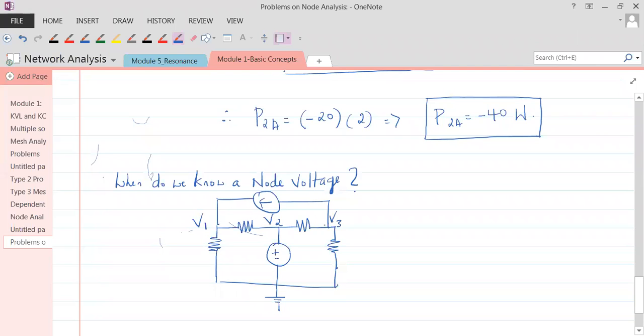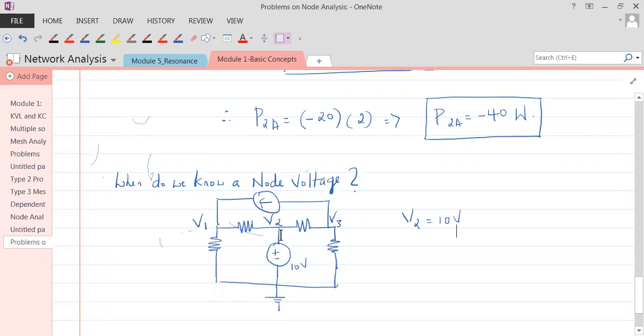Now you should see there is a voltage source between node 2 and ground. Get that point? There is a voltage source between node 2 and ground. So suppose this is 10 volts, we can directly write V2 is 10 volts. Understand that? So when do we know a node voltage? When there is a voltage source between the node and the ground, without any resistors in between. There should not be any resistor. If there is a resistor, then V2 is not 10 volts.